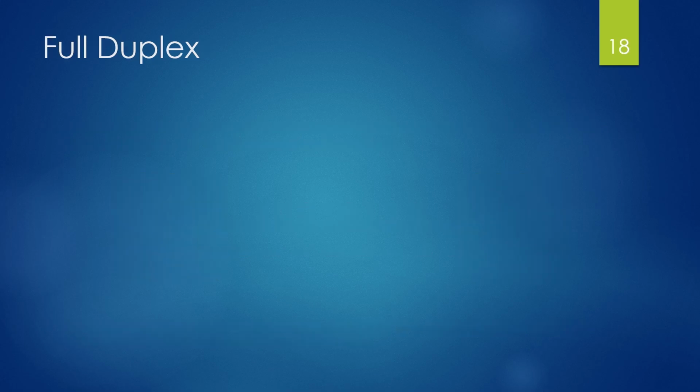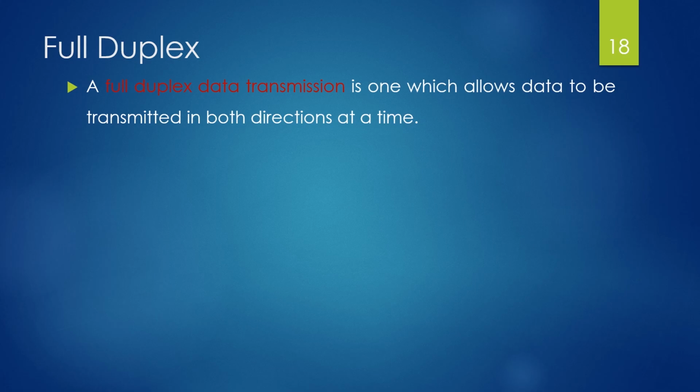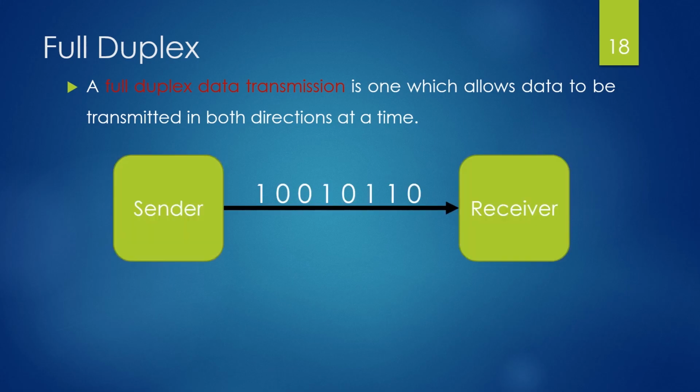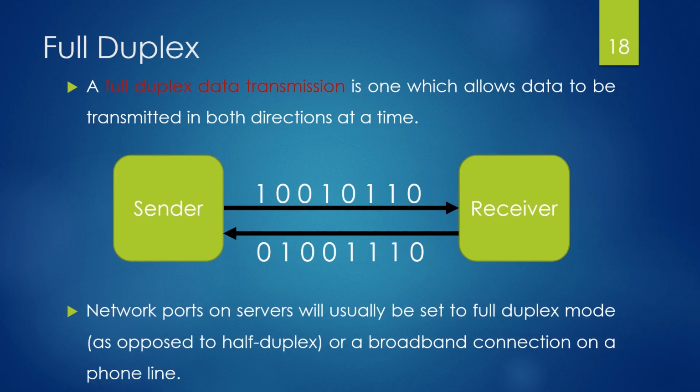The last one is full duplex mode. A full duplex data transmission is one which allows data to be transmitted in both directions at a time. As you can see here, we have the sender and the receiver. The sender is sending data to the receiver, and the receiver also is sending data to the sender, and both are sending at the same time.